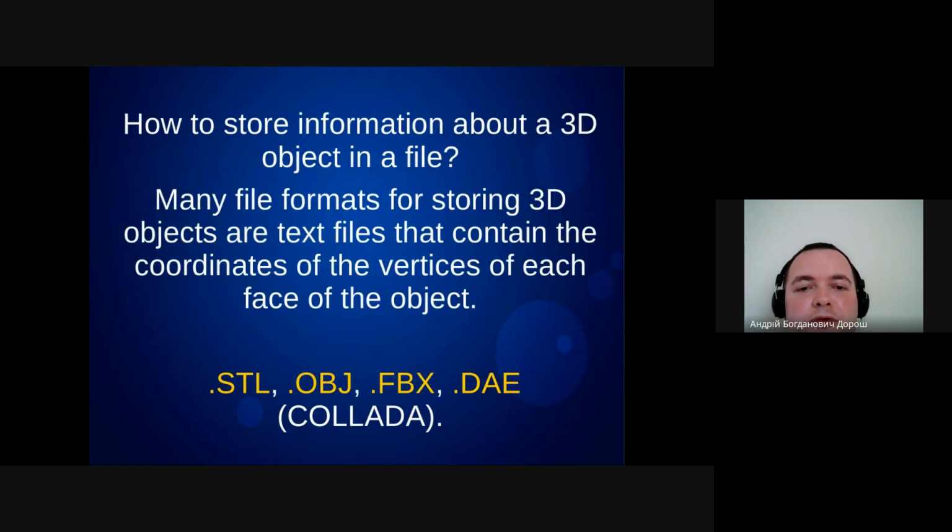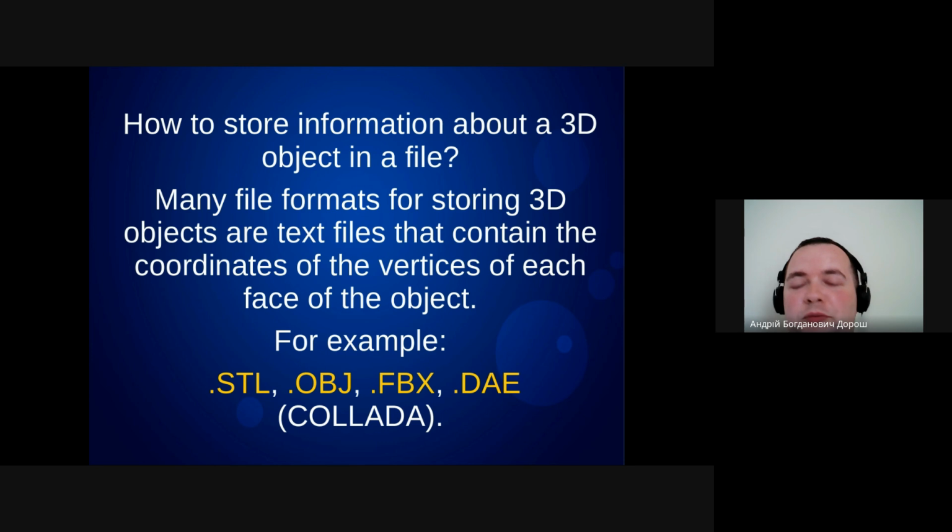So how to store information about a 3D object in a 3D file? Many file formats for storing 3D objects are text files that contain the coordinates of each vertex of each face of the object. I know it may sound a little bit complicated, but in fact, you just need to enumerate all the points, and that's it. Face number 1, 1, 2, 3 points. Face number 2, 1, 2, 3 points. That's it.